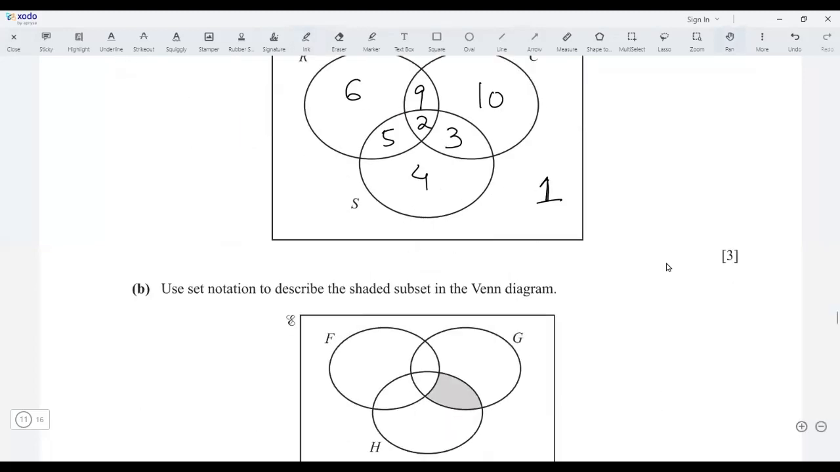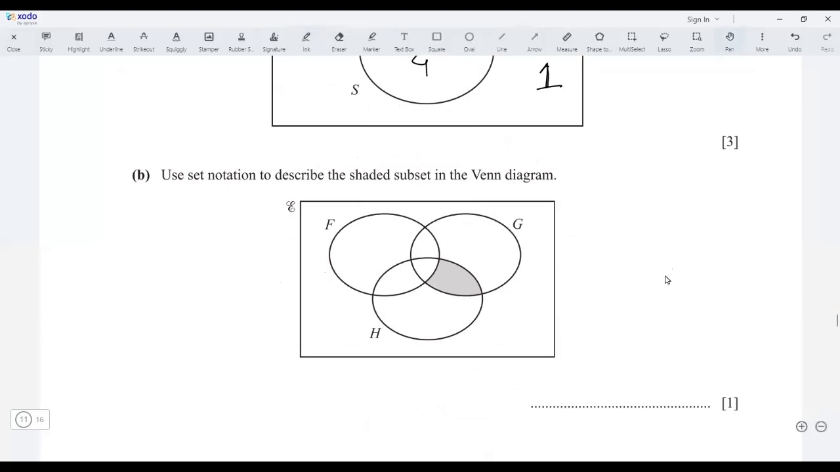So I hope you understand all of this. The next question is where we have to write set notation. So what does set notation mean? First of all, look at which set is completely not included. Write that set with the complement. F complement means the region outside. Everywhere for F will be included. So in this case, the region that is for F is not included. So F complement is not specified here; it will be all of the region other than F.